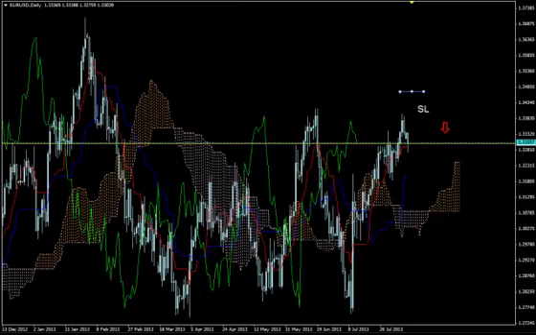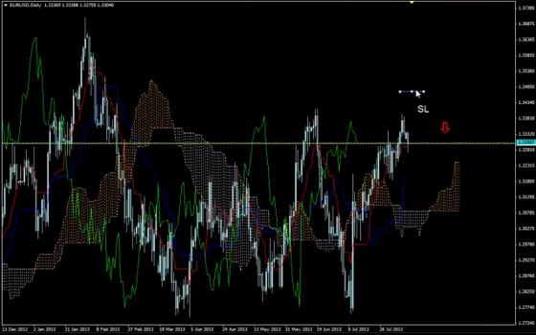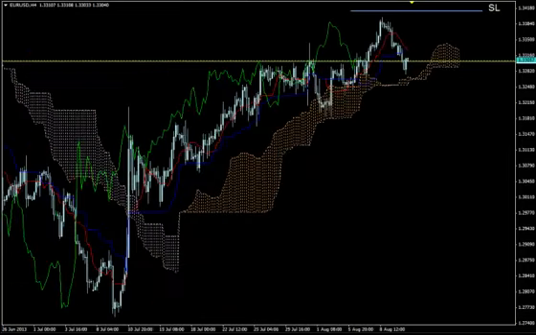I will go back to H4 and let me bring... okay, here is the stop loss.